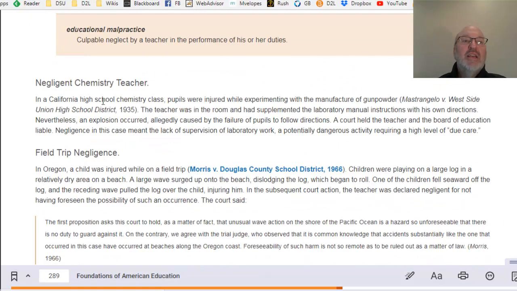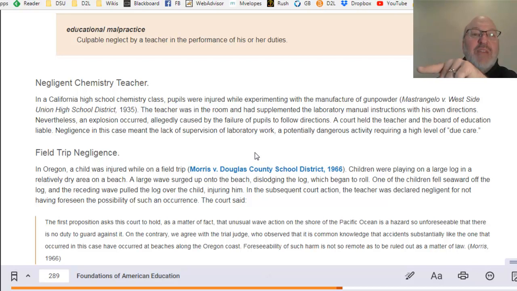Okay, so this negligent chemistry teacher, California chemistry class: pupils were injured while experimenting with the manufacture of gunpowder. The teacher was in the room and had supplemented the laboratory manual instruction at his own direction. Nevertheless, an explosion occurred, allegedly caused by the failure of pupils to follow directions. A court held the teacher and the Board of Education liable.